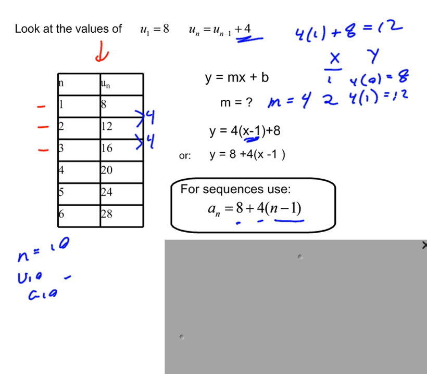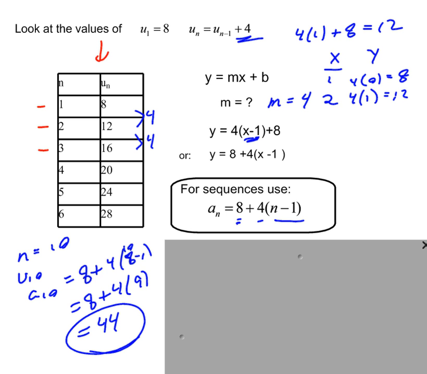A sub 10 is going to be equal to 8 plus 4 times, oops, not 8, but 10. 8 plus 4 times 10 minus 1, which is 9. And 8 plus 36 is going to give me the 44, which is what we got before.